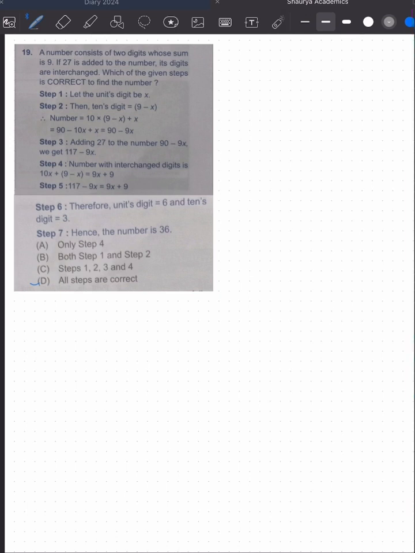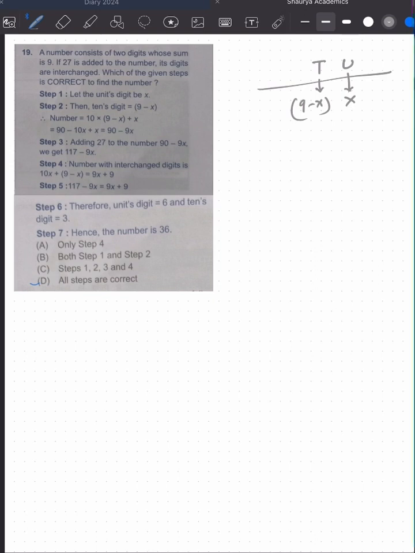A number consists of 2 digits whose sum is 9. If 27 is added to the number, its digits are interchanged. Okay, so there are 2 digits that the number has. There is a units place, there is a tens place. Let's assume that at the units place we have x. So at the tens place what will we have? Since the sum of the 2 digits is 9, this will become 9 minus x.